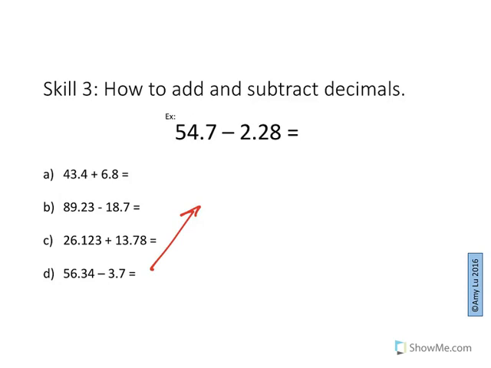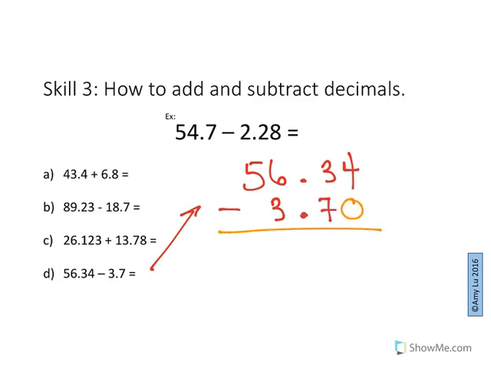And finally, 56.34. Take away 3, stack the decimal, 0.7. Fill in the gaps. And let's do our work. 4 take away 0 is 4. 3 take away 7, can't do it. Borrow from your neighbor. 13 take away 7 is 6. Bring the decimal down. 5 take away 3 is 2. And then 5 take away nothing is 5. So the answer is 52.64. And that's it.